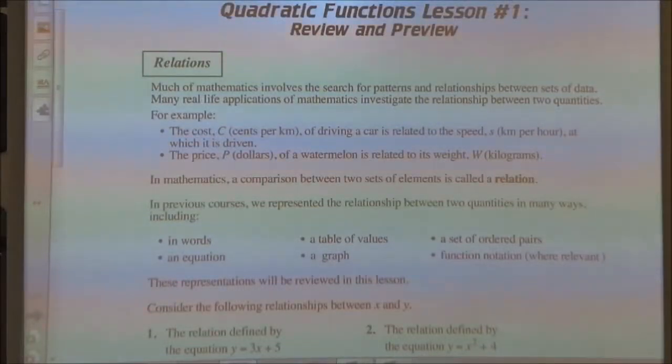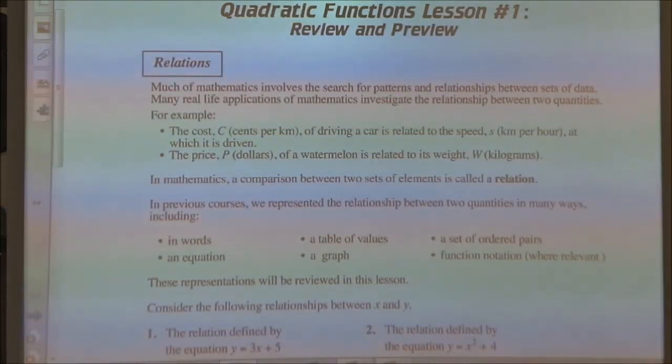So we are starting a new chapter today. This is quadratic functions. So we're going to start off with a review and preview of what the chapter is going to look like. So in math, we have the search for patterns and relationships between sets of data. There's a lot of applications that will investigate the relationship between these two quantities.